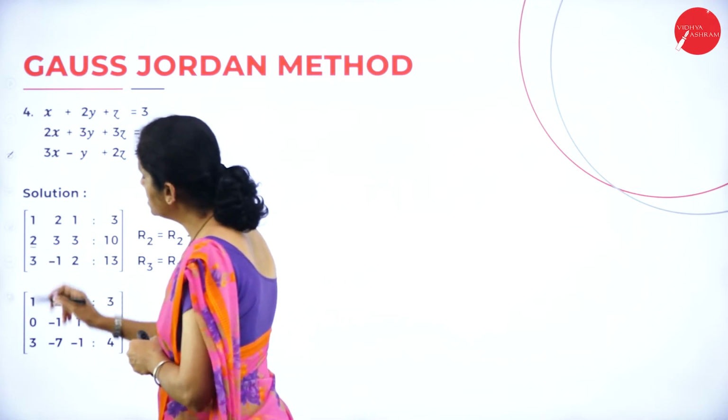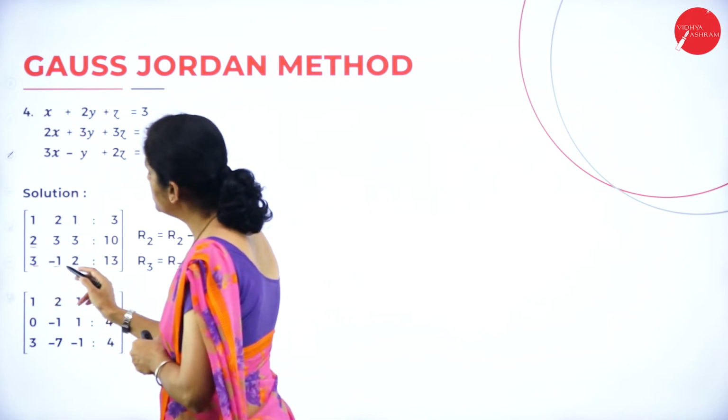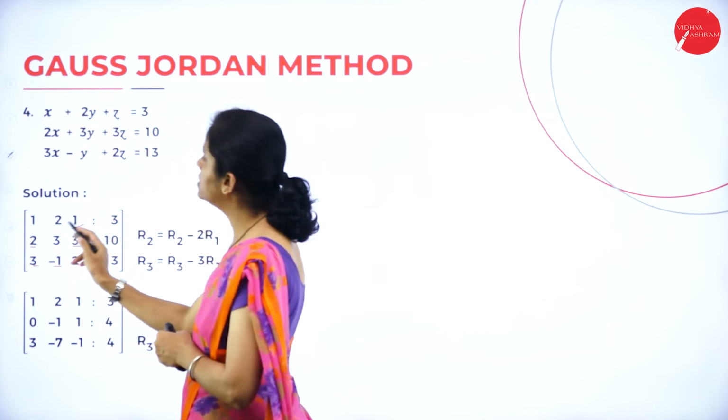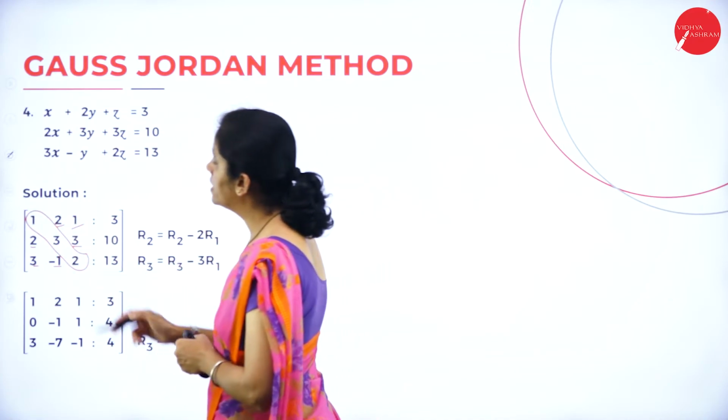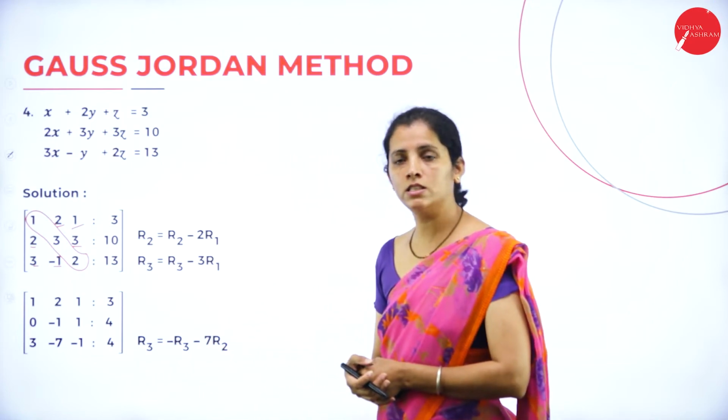Now see here. I want to make this element 0, this one 0, this one 0, this one 0, this one 0, and this one 0. Except these values, the rest of the values I want to make 0.